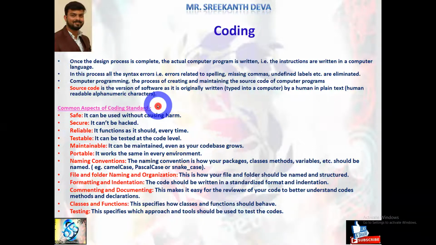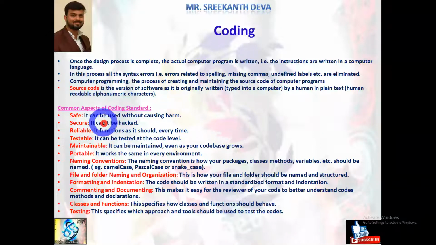In computer programming, it is the process of creating and maintaining the source code of computer programs. Already we know about source code, right? Source code is a version of software as it is originally written, typed into a computer by a human, end user, or programmer in plain text, like high-level instructions or user-understandable instructions.